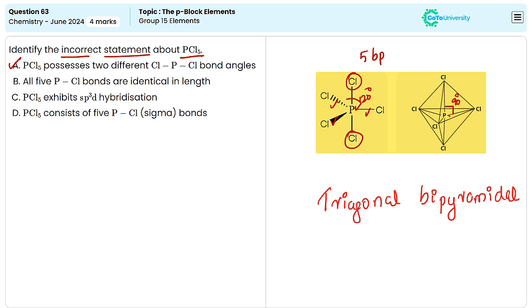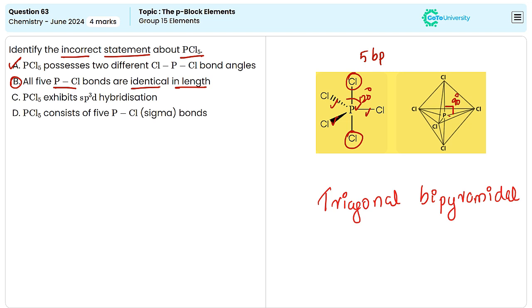The second statement says that all the 5 phosphorus chlorine bonds are identical in length. This is a wrong statement because these 3 equatorial phosphorus chlorine bonds are similar in their length, but this is different from that of the axial phosphorus chlorine bond length. Hence, option B is the incorrect statement.